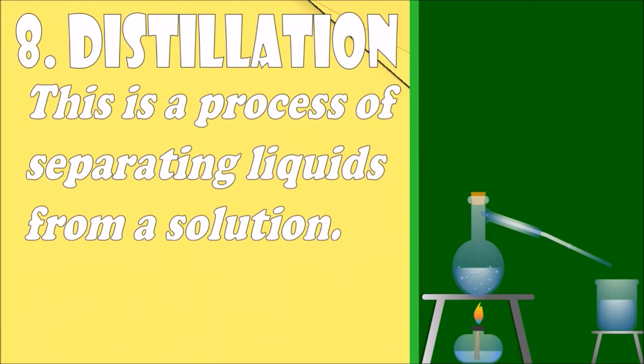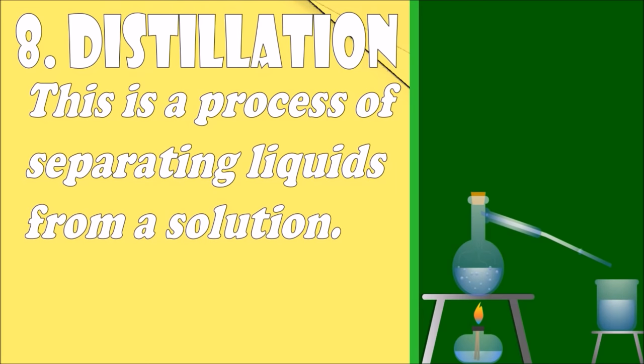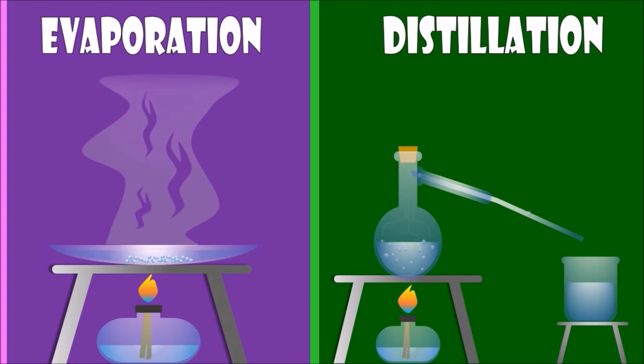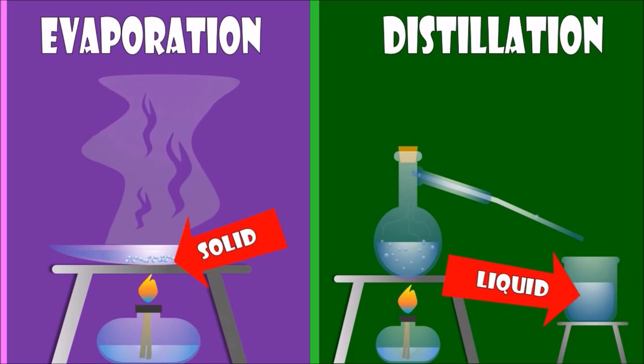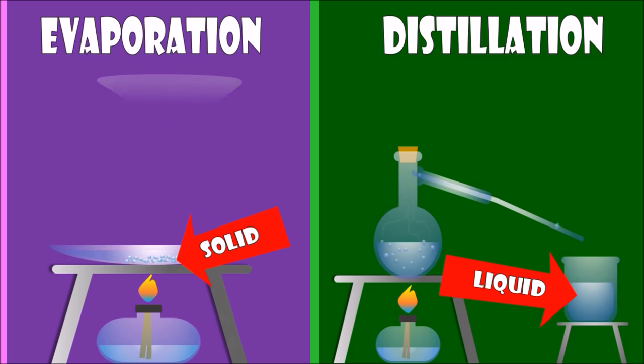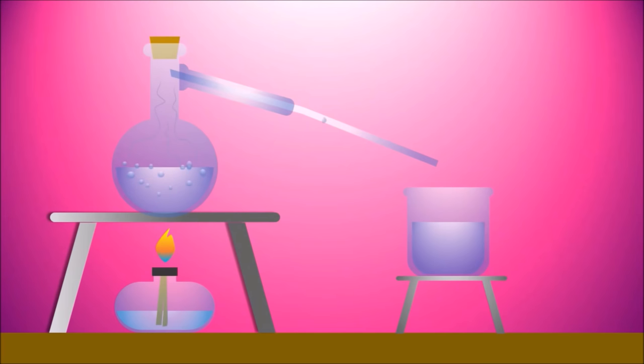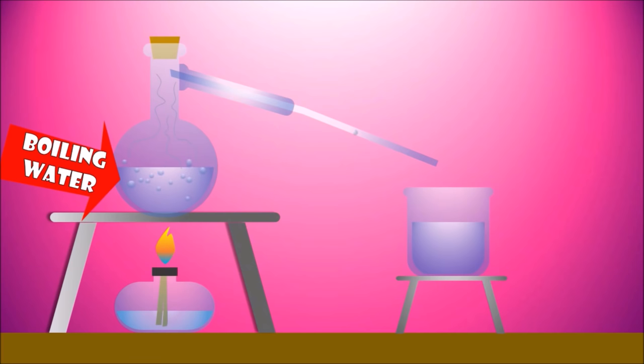Number 8. Distillation. This is a process of separating liquids from a solution. The process of distillation is similar to evaporation, but distillation intends to get the liquid, while evaporation is to get the soluble solids. This is based on the difference in the boiling points of the substances in the mixture. In this process, the mixture is heated.